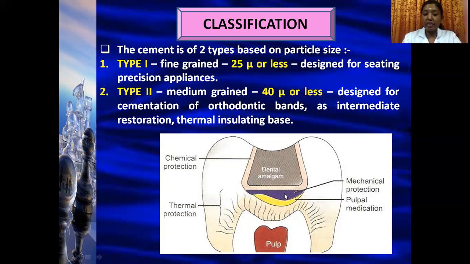And never place zinc phosphate in a deep cavity. If it is a deep cavity, you need to place your calcium hydroxide as a cavity liner, which stimulates rapid dentin formation when used in deep cavities. Then only, over which you can place your zinc phosphate, followed by the amalgam restoration.